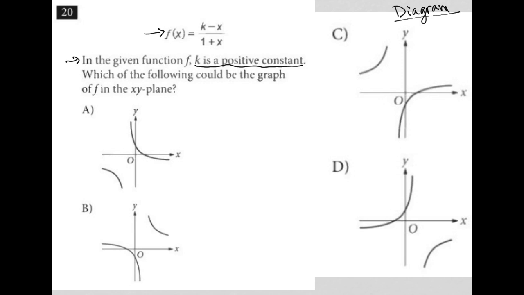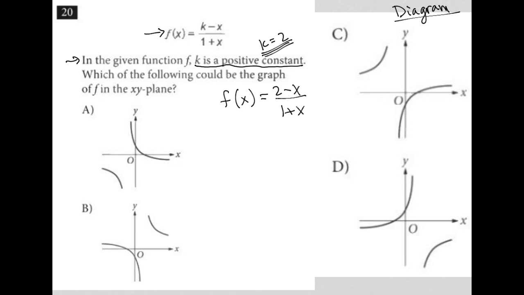I'm going to make it up. I'm going to just say k is equal to 2. So that would mean that I'd have f of x equals (2 minus x) over (1 plus x). Nothing wrong with doing this, even if I highly doubt k is actually equal to 2. But what it does is it helps me have a concrete sense of what a graph should look like if k is a positive constant.